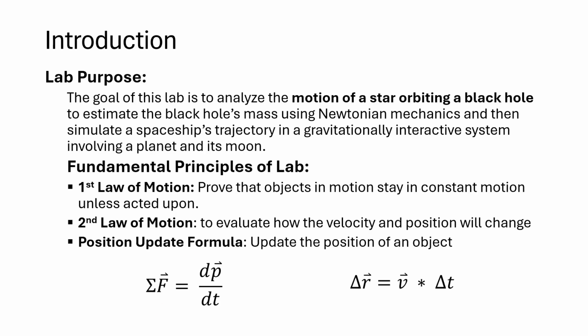As an intro, the purpose of this lab was to analyze the motion of a star orbiting a black hole, and using Newton's second law, infer the mass of the black hole, which is unknown. And two, we also used the second law of motion to simulate a spaceship's trajectory in this interactive system, star and moon. The fundamental principles we use in this lab are the first law of motion, the second law of motion, which becomes very important, especially in the first part, and the position update formula, just to iterate the position of our ship and star later on.